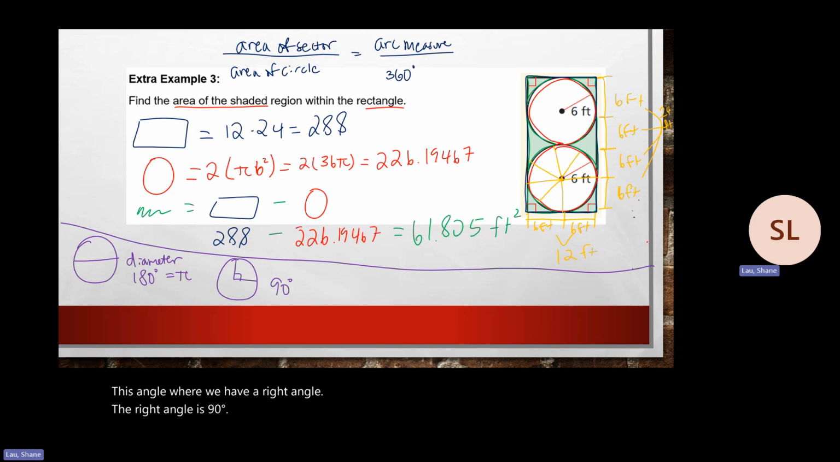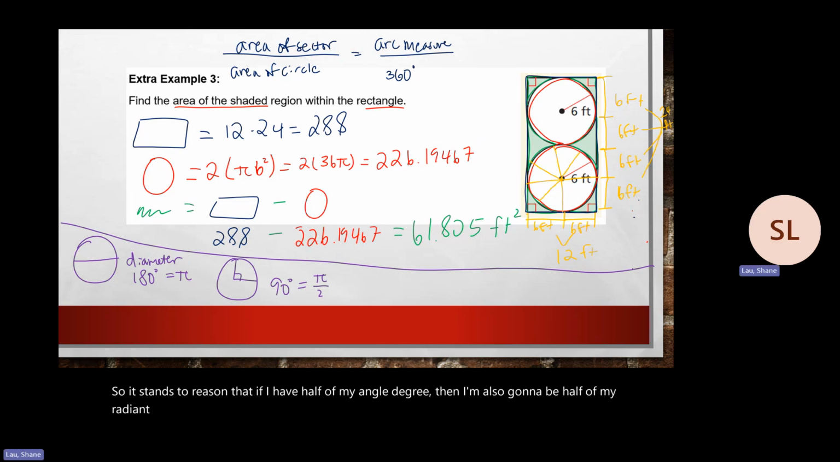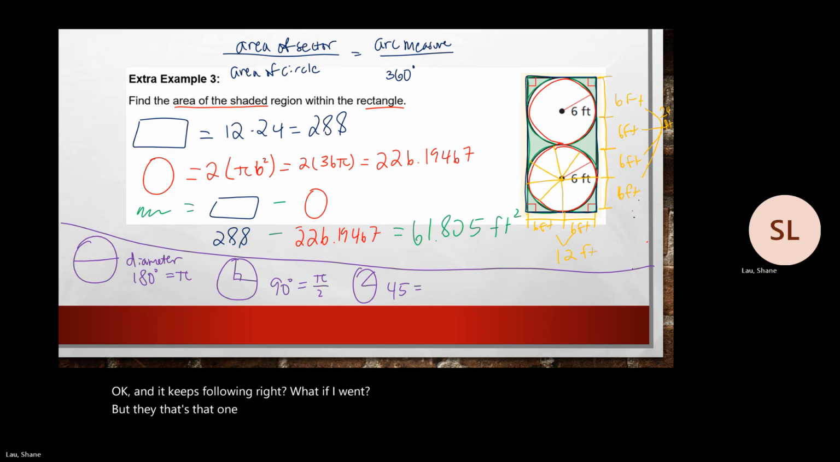Well, my diameter was 180 degrees, and now I'm half that. So it stands to reason that if I'm half of my angle in degrees, then I'm also going to be half of my radian. Look at that. And it keeps following, right? What if I went with a 45 degree angle? So this was 45 degrees, another half of 90 degrees. What I'm trying to get at is that there's a relationship here.